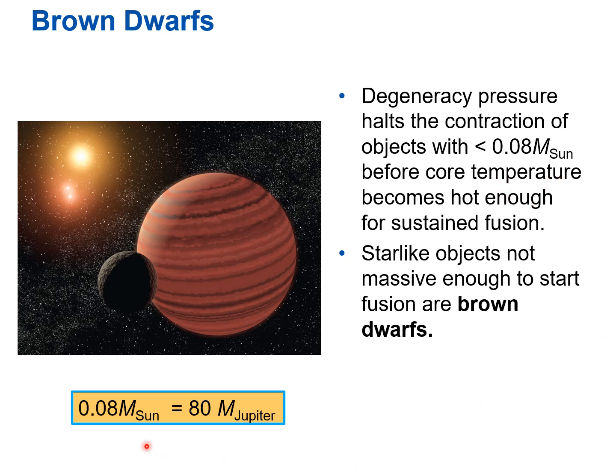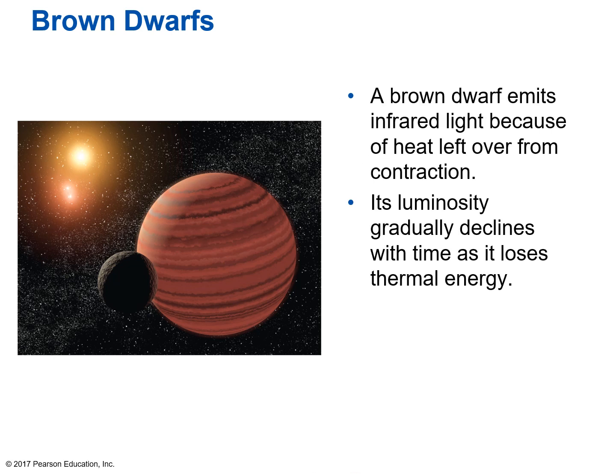By the way, the sun happens to be 1,000 times more massive than Jupiter. So sometimes when we're describing brown dwarfs, we give them not in solar masses, but in Jupiter masses. And so 0.08 solar masses is equal to 80 Jupiter masses. A brown dwarf emits infrared light because of heat left over from its contraction. Its luminosity gradually declines with time as it loses thermal energy.